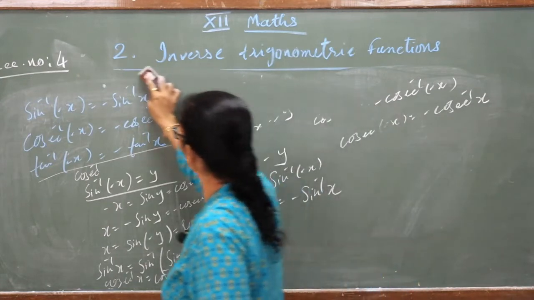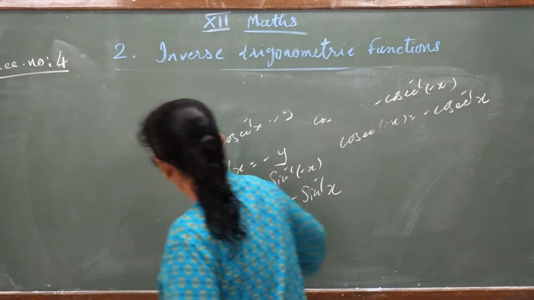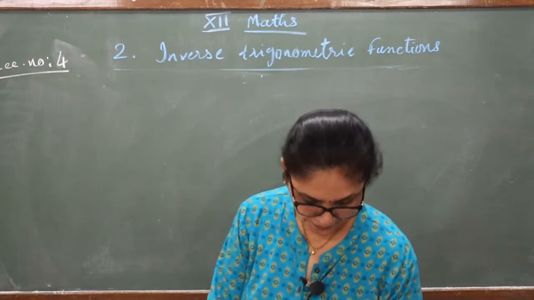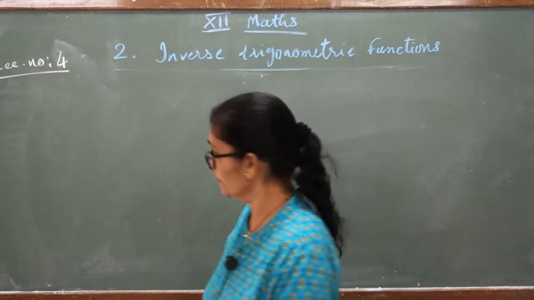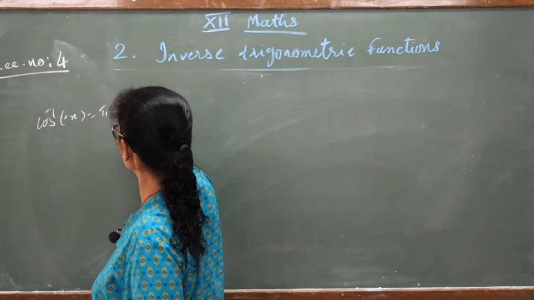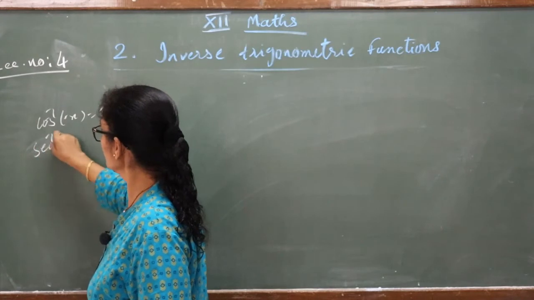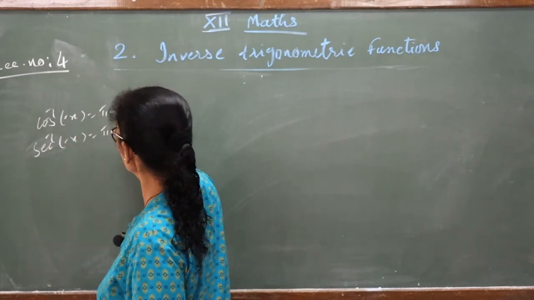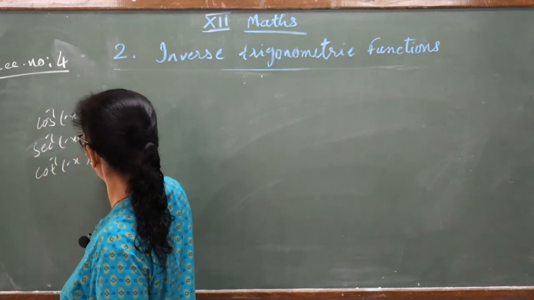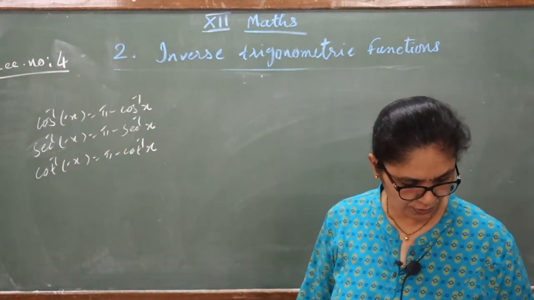Now let's come to the third property. First and second are clear, only the difference of sign you have to remember. In the third, the terms are given with cos. Third property: cos inverse minus x equal to pi minus cos inverse x. Sec inverse minus x equal to pi minus sec inverse x. And cot inverse minus x equal to pi minus cot inverse x. This way we have to prove these three properties.